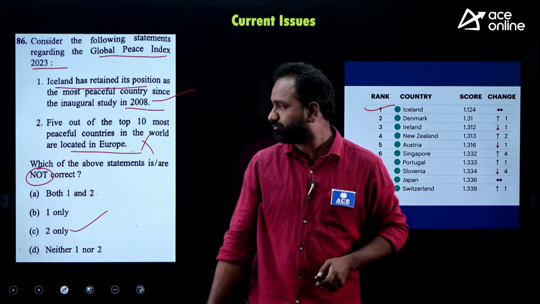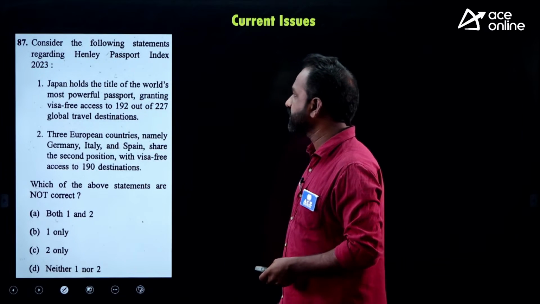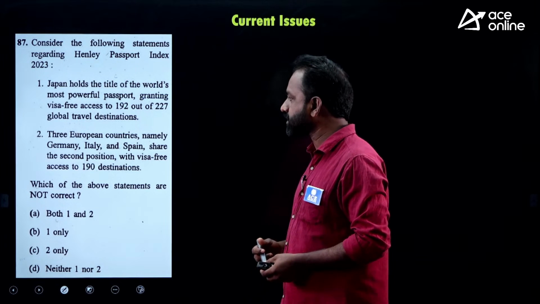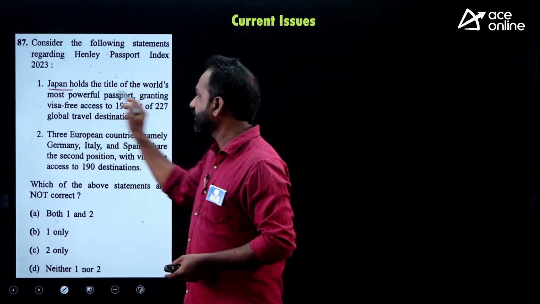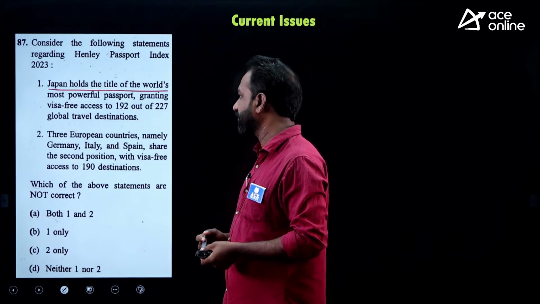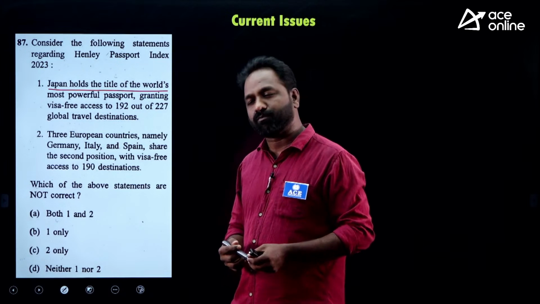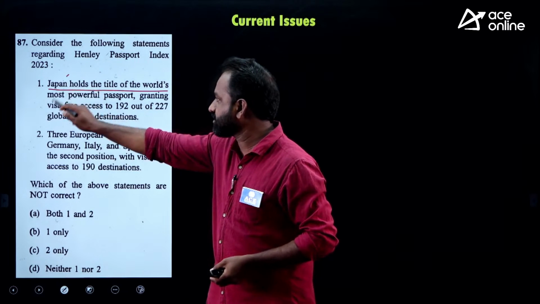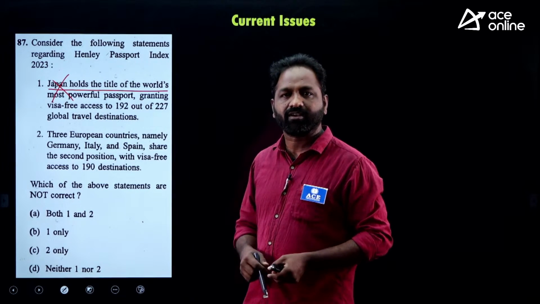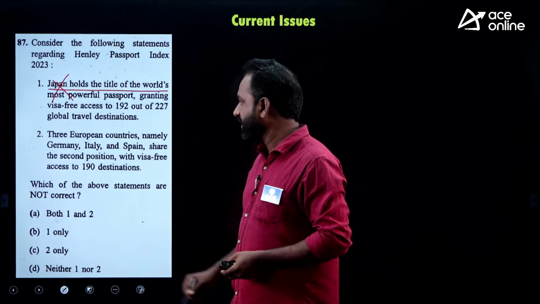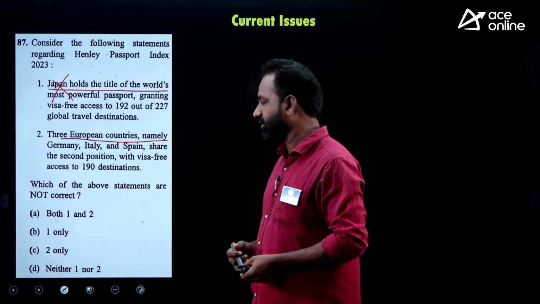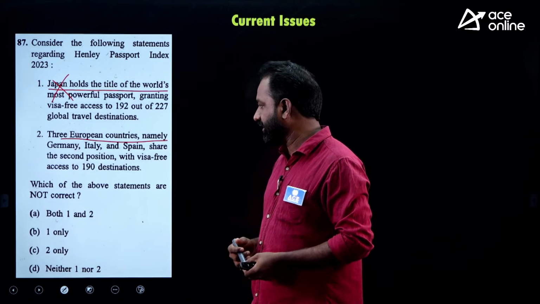Next, consider the following statements regarding Henley Passport Index 2023. They asked question about the passport index. The first statement is that Japan holds the title of world's most powerful passport. Earlier, Japan was the most powerful passport, but in 2023, it is not, because instead of Japan, this time the country at number 1 is Singapore. Wrong. And 3 European countries, namely Germany, Italy and Spain, share second position. They visited 190 countries, right?